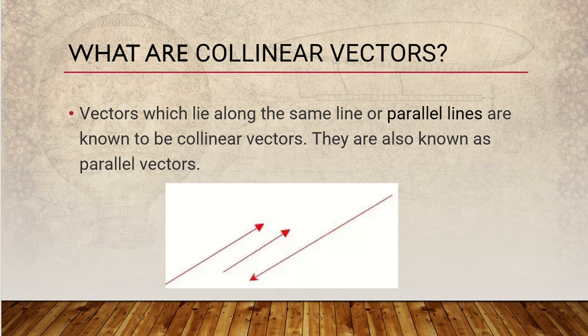As you can observe in the image, there are two vectors parallel in the same direction, and also there is another vector in the opposite direction. But all the three vectors are parallel to each other, hence we call the three vectors collinear. The direction does not matter, but whether they are parallel to each other or not is specified by collinear vectors.